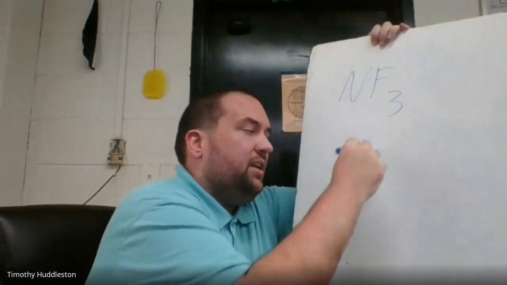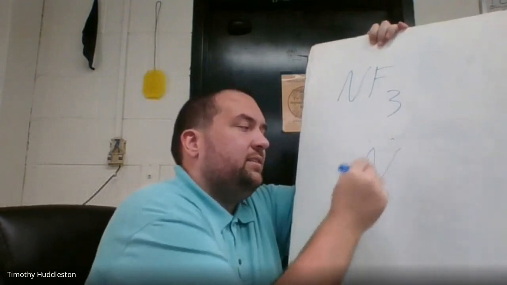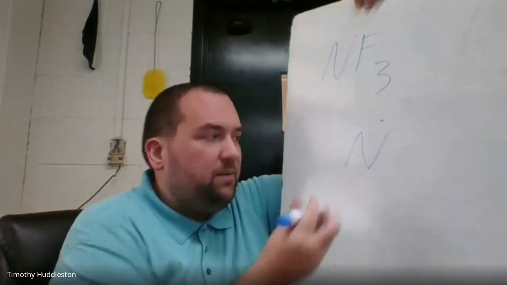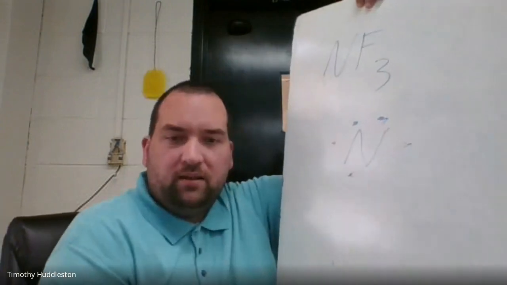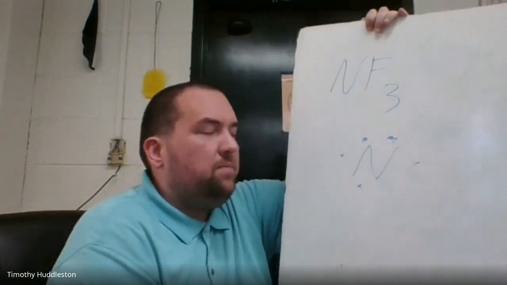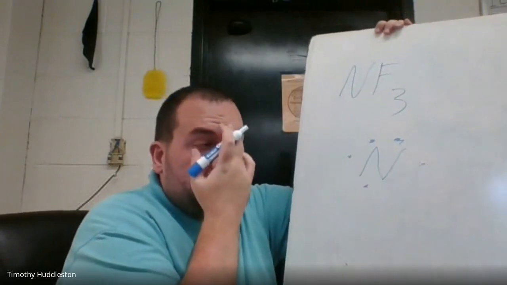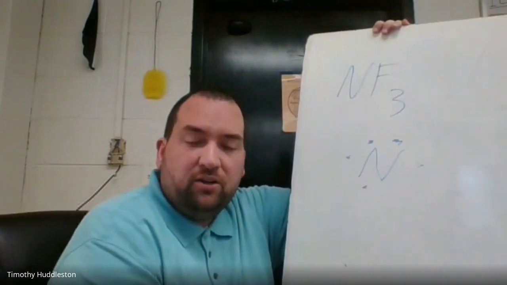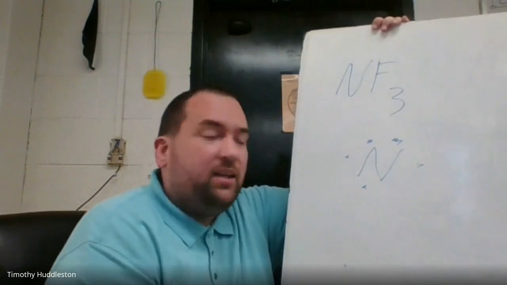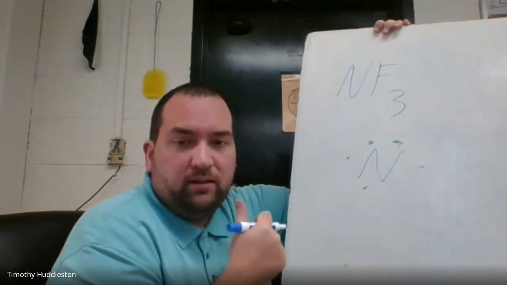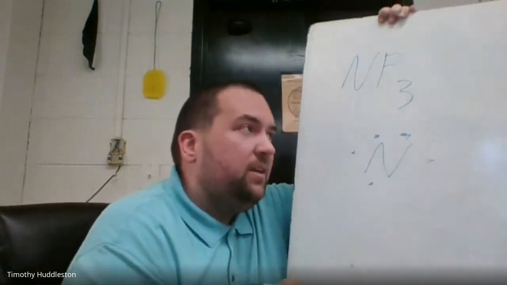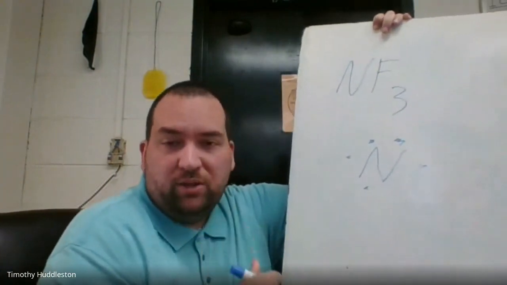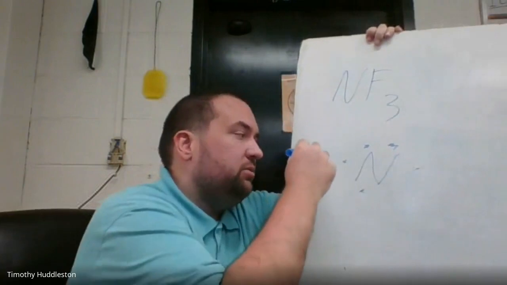So first off, N is in group 15, which means it has 5 dots. You might not be able to see those. I'm going to get a little darker. 5 dots. There are 3 F atoms. F, just like in group 1, only has the ability to bond once. And if it doesn't do that, it's not going to like whatever situation it's in, which would probably mean it's going to leave that situation.